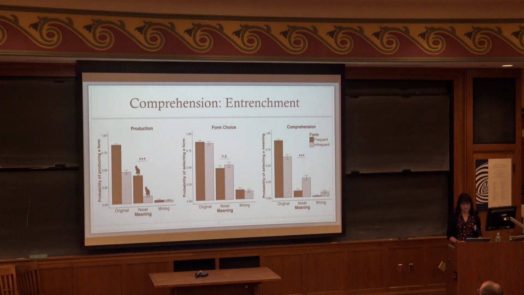As you can see, looking at the novel meaning, the y-axis here is the probability of selecting a meaning. So they're clicking on one of the four meanings. When forms are frequent, they're less likely to be mapped onto the novel meaning, and more likely to stick to their original meaning. So entrenchment occurs in comprehension. Sorry.